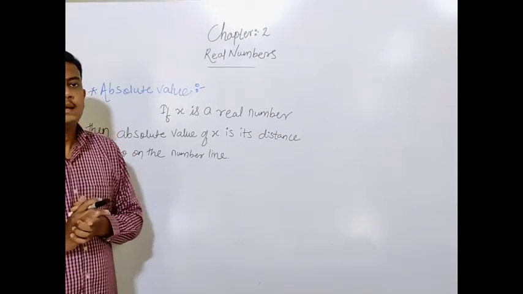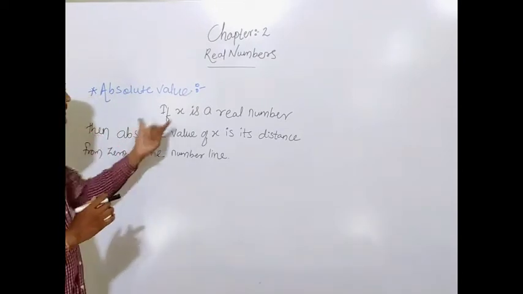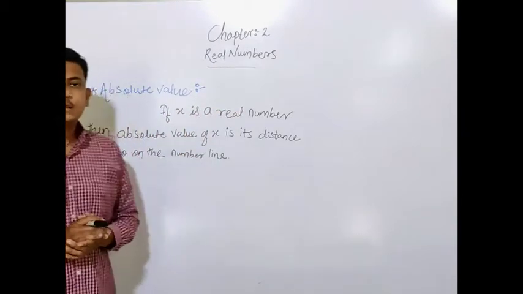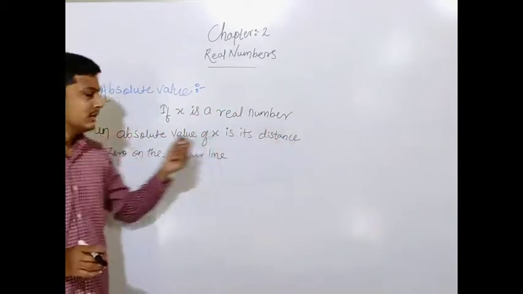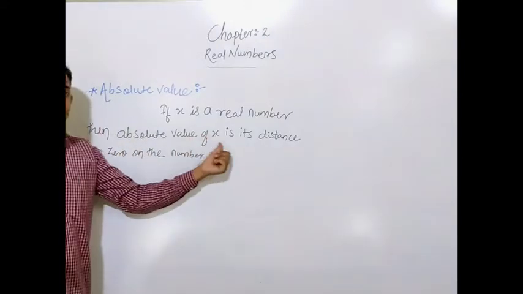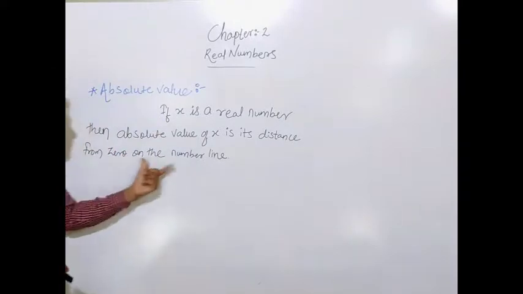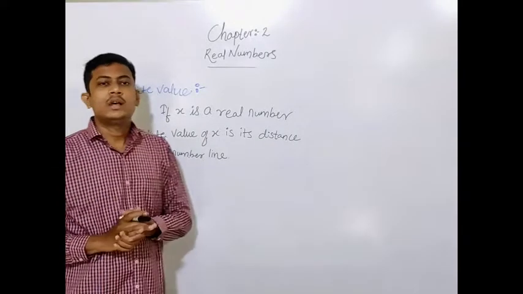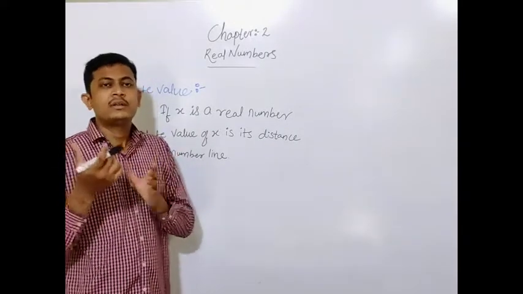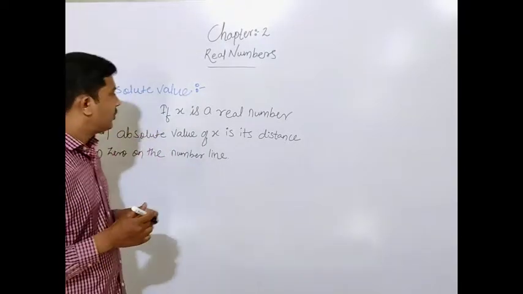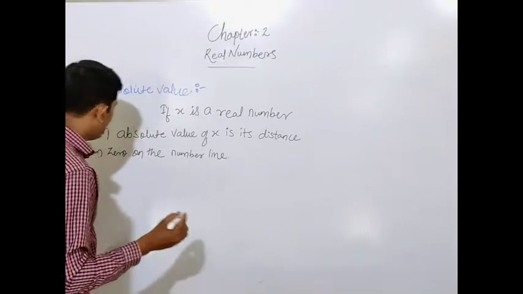We have to study the next topic, that is the absolute value. What is absolute value? If x is a real number, then the absolute value of x is its distance from 0 on the number line. That is, on the number line, the distance of the number x from 0 is simply its absolute value.